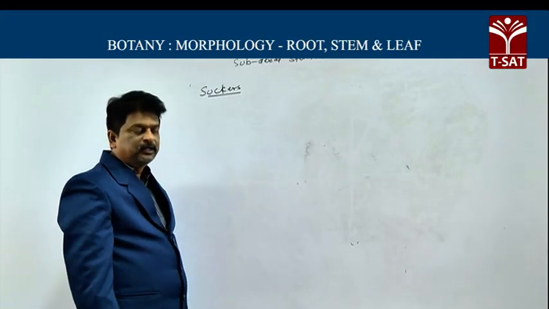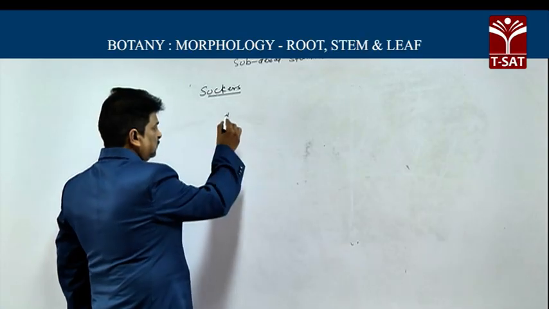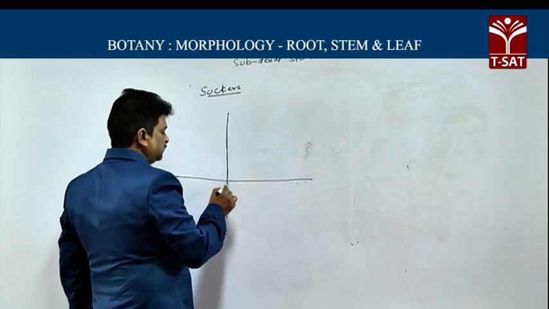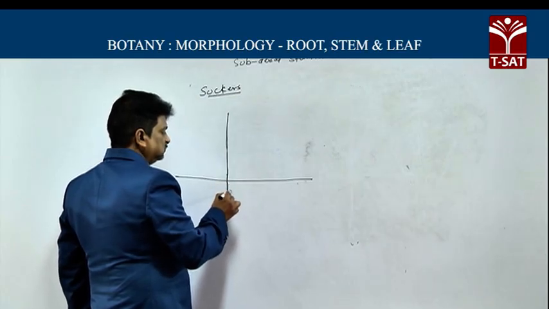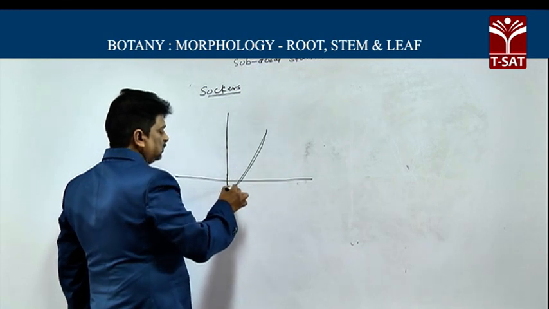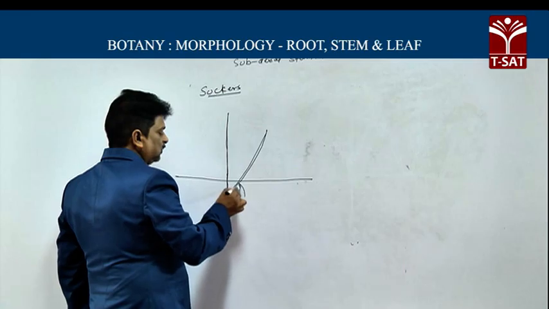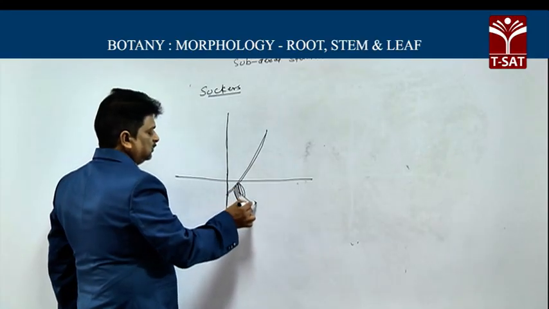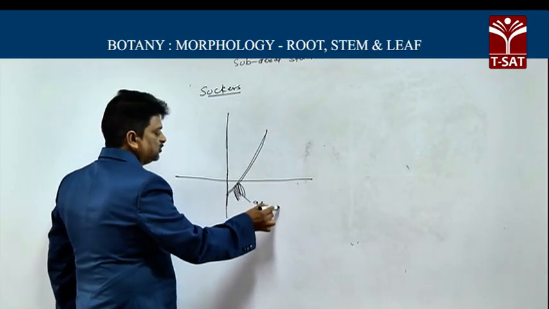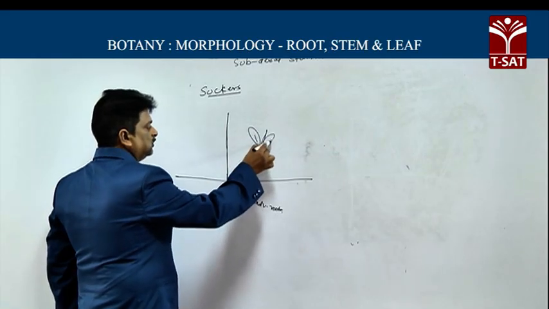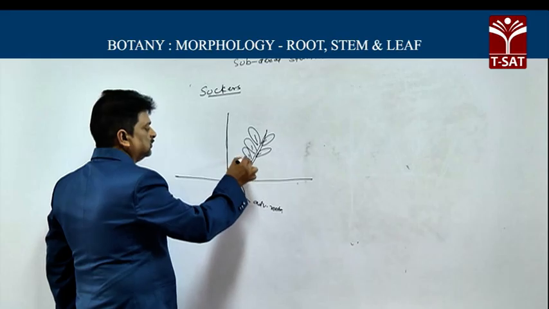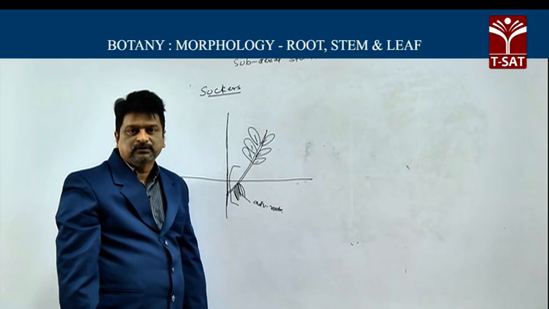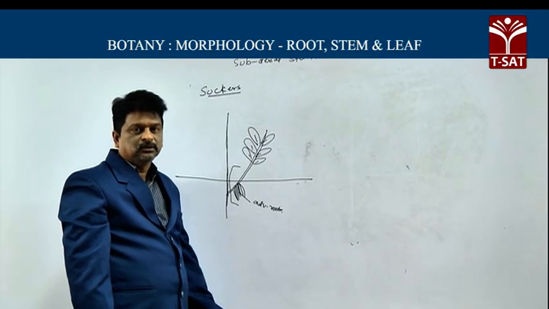Third type of subaerial stem modification: suckers. From the main axis, a lateral branch develops from the base of the stem just below the ground but obliquely upwards, and before coming out of the soil, it produces adventitious roots. After coming out, it develops leaves. If this portion is cut, it shows independent life. Example for suckers: chrysanthemum.